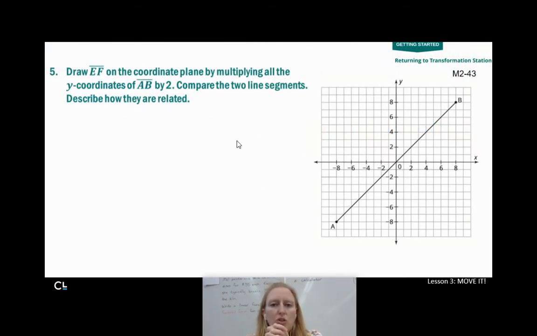I would like you to draw EF on the coordinate plane by multiplying all of the y coordinates by 2, not the x coordinates. I want you to multiply your y coordinates by 2, and then compare the 2 line segments, see how they're related. Hit pause, multiply your y coordinates by 2, and then hit play when you're ready to check your work.